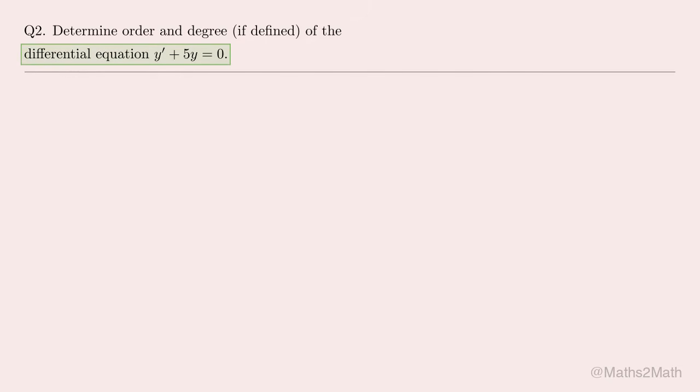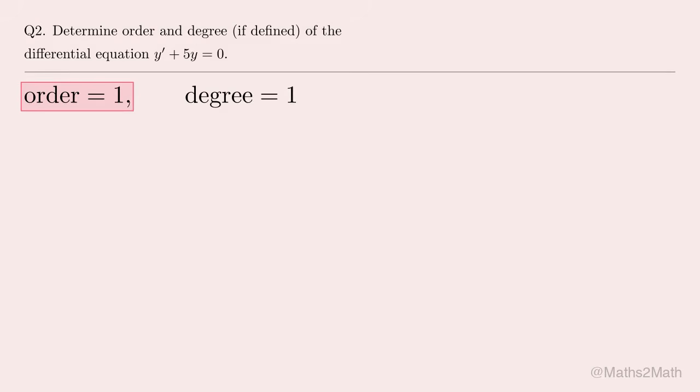Question 2. A plain first-order linear equation. Order is the highest derivative. Degree is its power once the equation is polynomial in derivatives. Highest derivative first order, appearing to the first power.